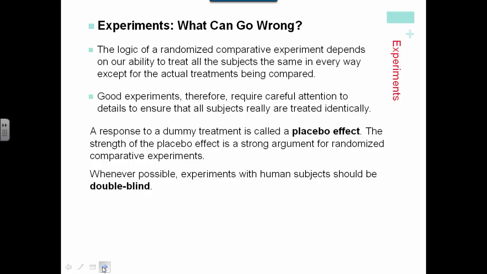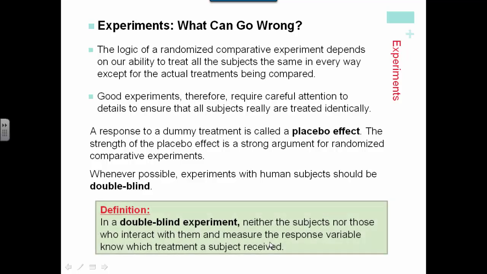A response to a dummy treatment is called the placebo effect. The strength of the placebo effect is a strong argument for randomized comparative experiments. Whenever possible, experiments with human subjects should be double-blind. In a double-blind experiment, neither the subjects nor those who interact with them and measure the response variable know which treatment a subject received.